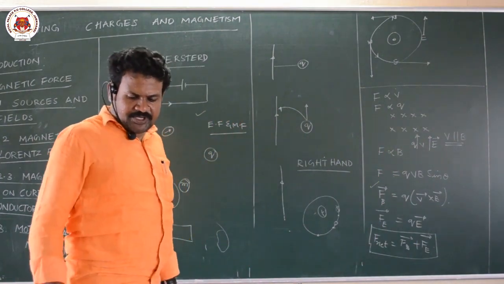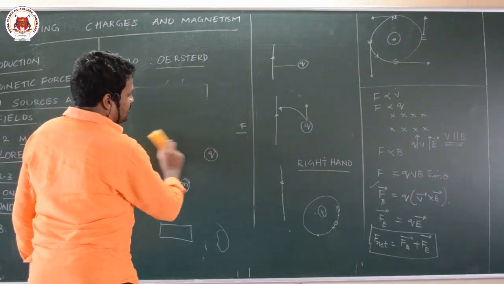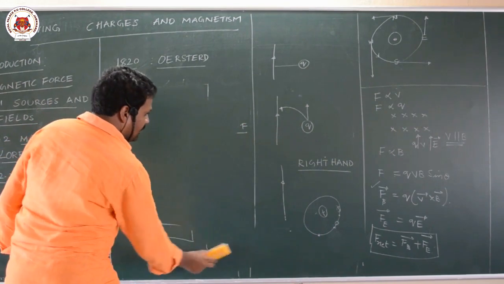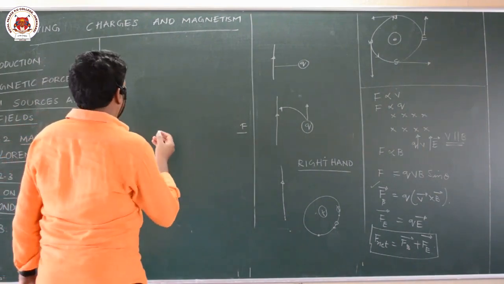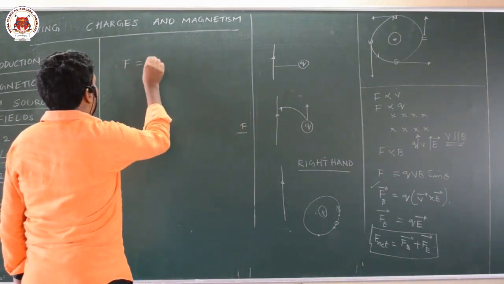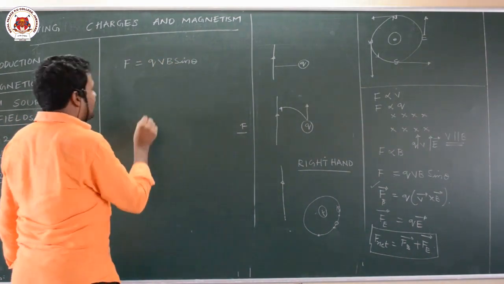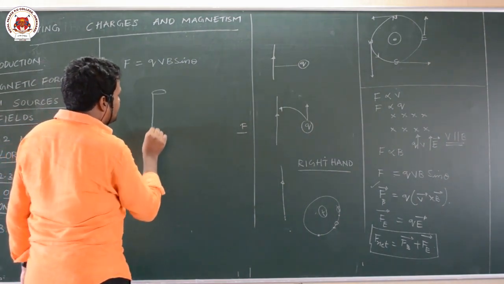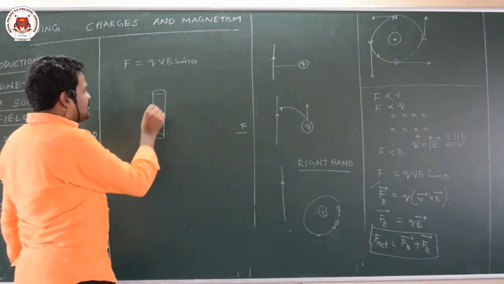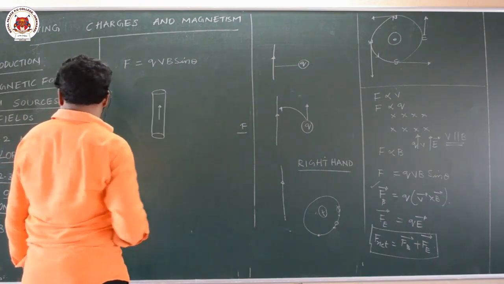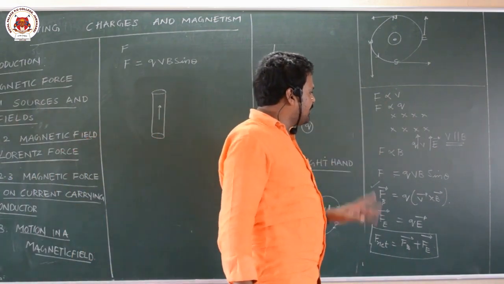Now, let us see the motion of a charged particle in a combined electric and magnetic field. Before that, we have to see the force on a current carrying conductor. So, force on a moving charge, you got QVB sin theta. Now, we have to calculate the force on a current carrying conductor. This is the force on a moving charge when it is moving in a magnetic field.